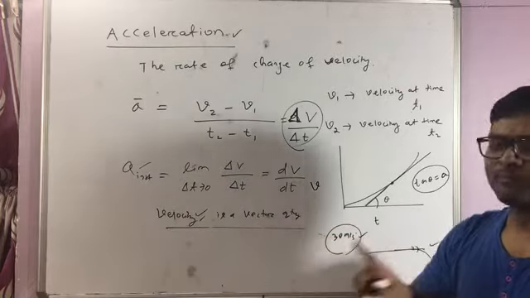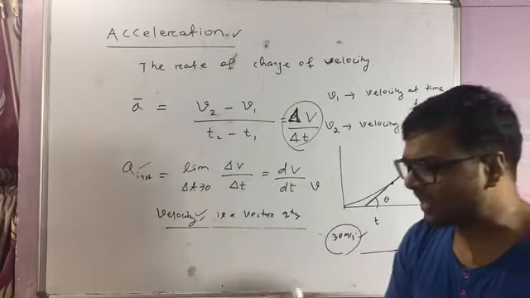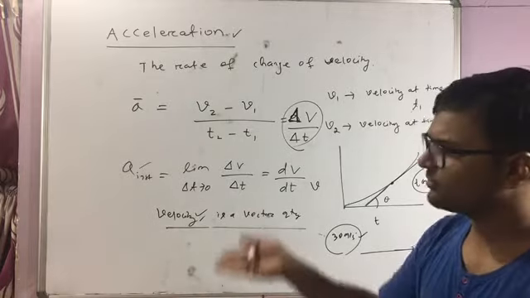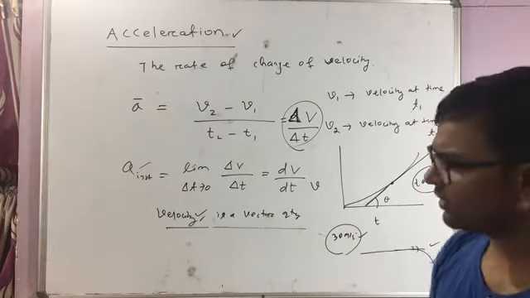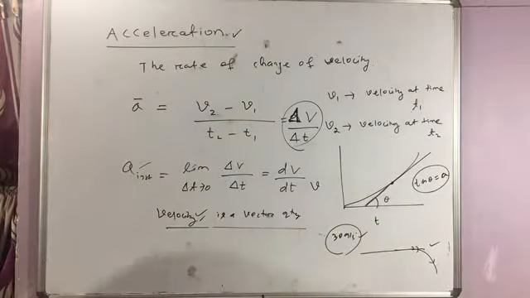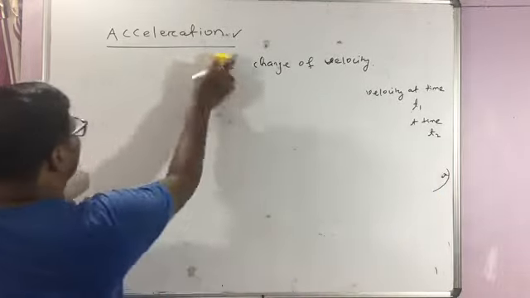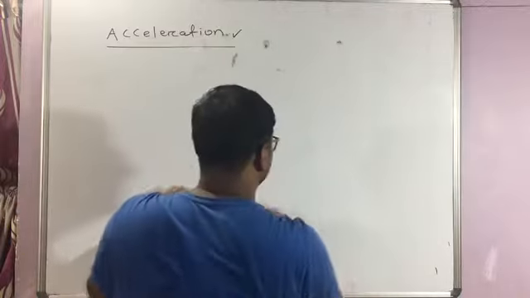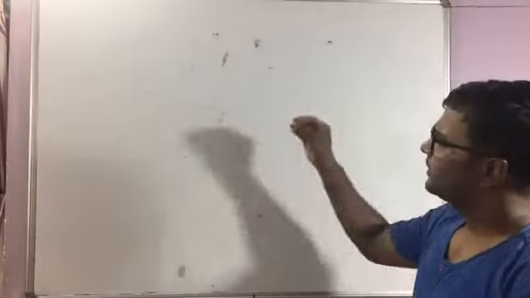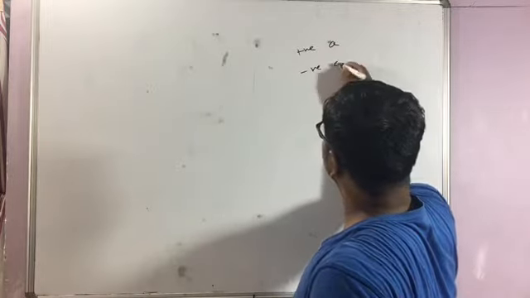So let me summarize here. If the speed changes, the object has some acceleration. If the object's direction of motion changes, then the object has some acceleration. If both speed and direction change, then the object must have some acceleration. Got it? So this is the basic difference between instantaneous acceleration and average acceleration. Now we can solve some questions related to this acceleration, as we have solved in the case of finding the velocity of an object, average velocity and instantaneous velocity. Got it? So now students, let us understand the concept of positive acceleration and negative acceleration.